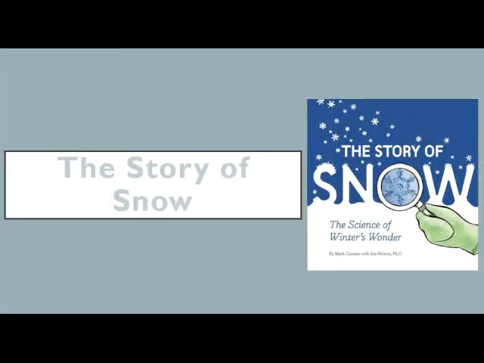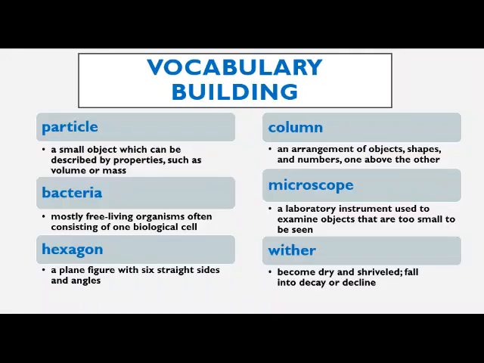Before I begin reading our book, let's look at 6 of the vocabulary words that you'll hear during today's story that I think we should understand before we begin. The story of snow. All right, our first word I want you to understand is particle. Next, we have bacteria. Third, we have hexagon. Our fourth vocabulary word is column. Next, we have microscope. And our last vocabulary word is wither. Let's look at all 6 of these words with their definitions and some images that will help us better understand.